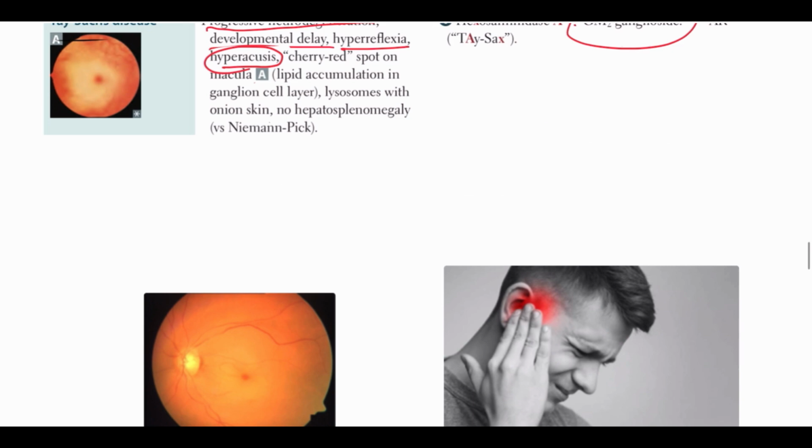Due to accumulation of lipid in the ganglion cell layer, we see a cherry red spot on the macula in fundoscopic examination, the same as in Niemann-Pick disease. But the main difference between Tay-Sachs and Niemann-Pick disease is seen in abdominal examination, where we see hepatosplenomegaly in Niemann-Pick, but no hepatomegaly is seen in Tay-Sachs disease. Cherry red spot is seen in both diseases, but hepatosplenomegaly is the only differentiating character.